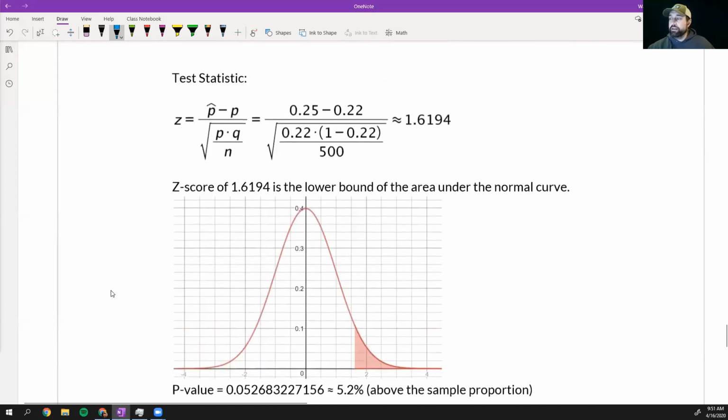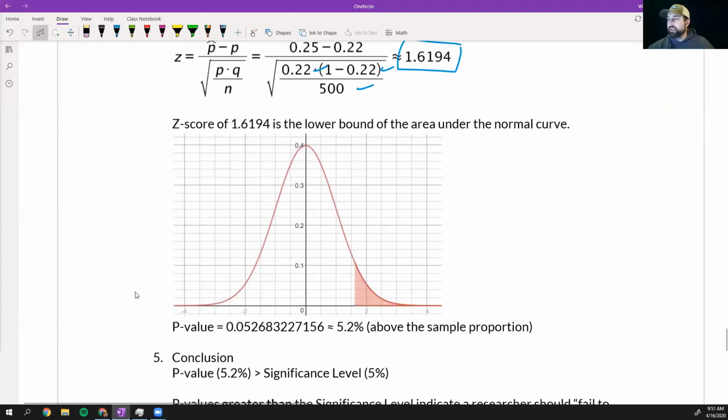So we're going to take the sample p-value, and we're going to take the population p-value, and then we're going to take those and plug them into here, and we get a z-score of this. And again, this 1.6194 means that our sample, if this is the population right here at 0, our sample is right here. So this is our sample p-value, p-hat, and it is 1.62 standard deviations above the population proportion. That's what that z-score means.